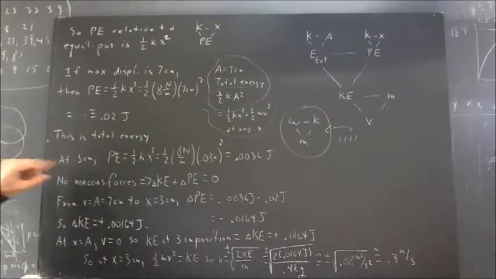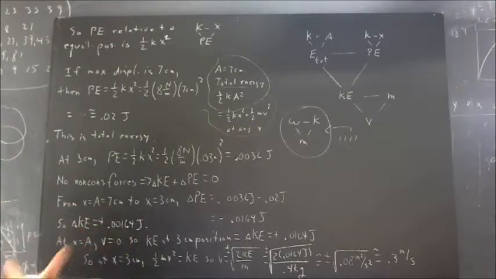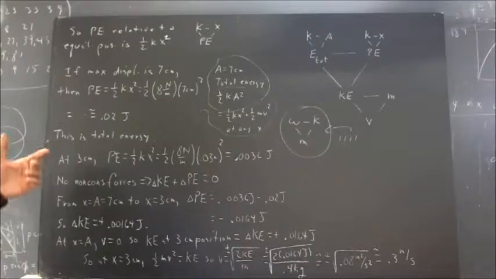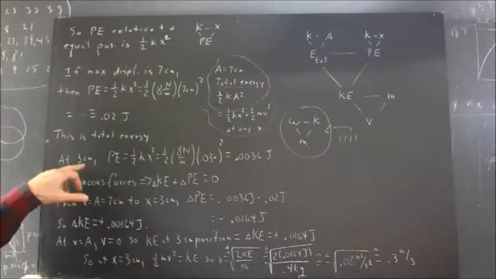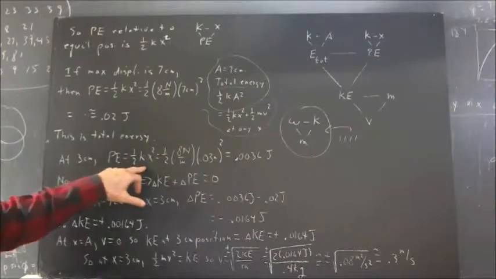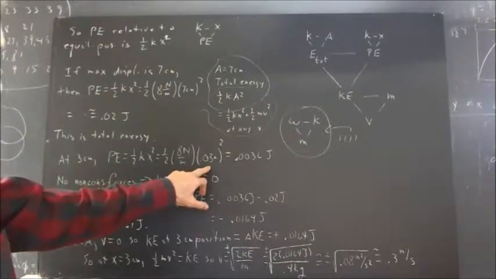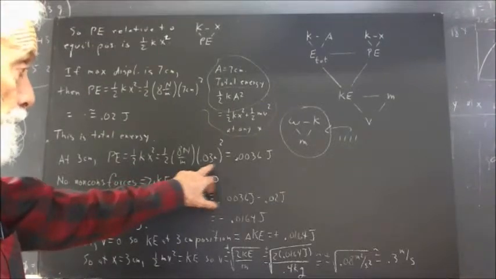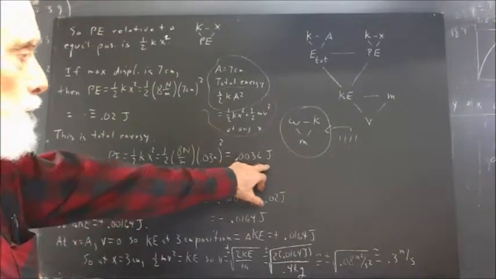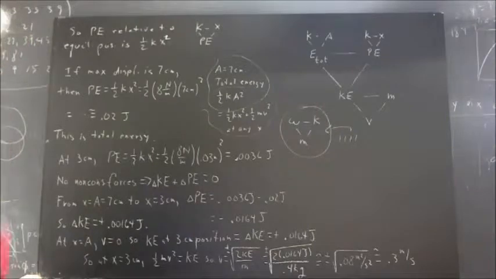Now, we want to know how fast this pendulum is moving, or this object is moving when x equals 3 centimeters, at the 3 centimeter position. Well, at 3 centimeters, the potential energy is 1/2 kx squared. We calculate that for the 0.03 meter or 3 centimeter position. We get 0.0036 joules. Okay?